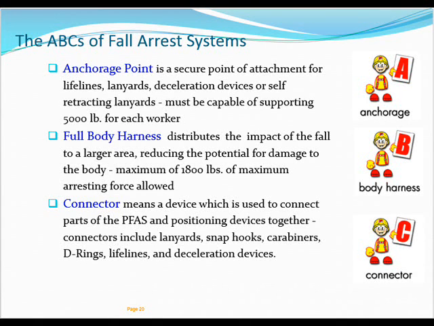Connector means a device which is used to connect parts of the PFAS or positioning devices together, connecting to the lanyards, snap hooks, carabiners, D-rings, lifelines, and deceleration devices.